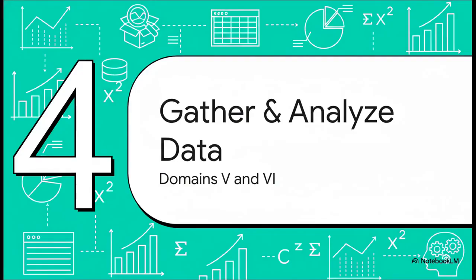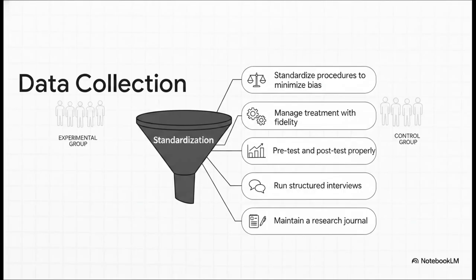All right, into phase 4, gathering and analyzing data. Now we're in the construction phase, tackling domains V and VI, where you actually run your study and apply statistical reasoning to whatever you find. Domain V is where the rubber meets the road. It's data collection time. The golden rule here? Standardization. Whether you're managing an instructional treatment or keeping a qualitative field journal, your procedures must be identical across the board to minimize any researcher bias. If you've got an experimental group and a control group, you have to verify they're comparable before you even start the pretest.